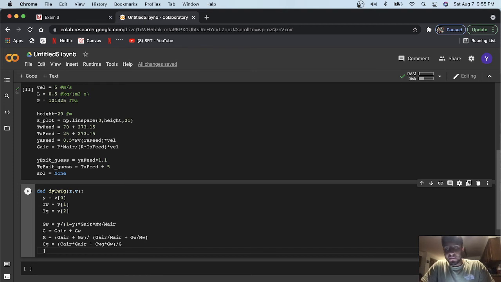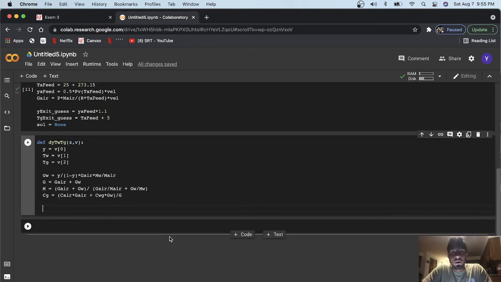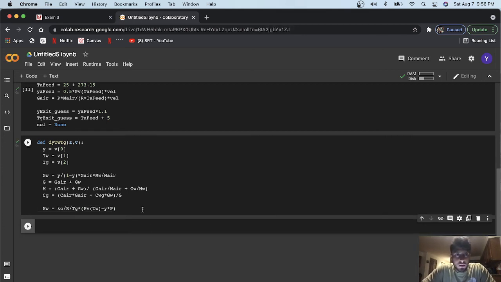Okay, so now in the last video we derived those three equations, and we also found the molar flux of the water, and we found that to be the mass transfer coefficient divided by the gas constant divided by the temperature of the gas multiplied by the pressure of the Antoine equation, and then we're also going to need the temperature of the water, minus the mole fraction of the water vapor multiplied by the total pressure. Okay, let's run it. Everything looks great.